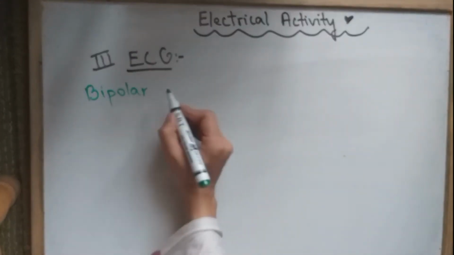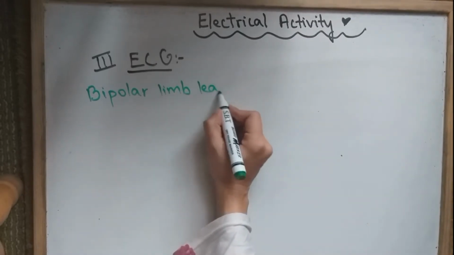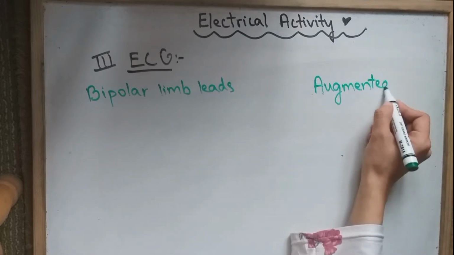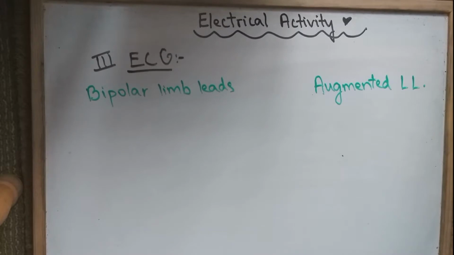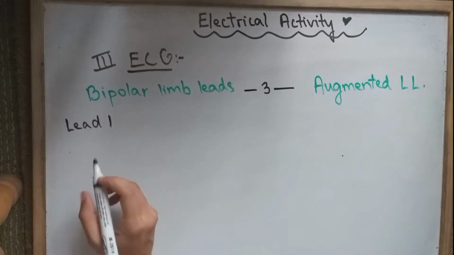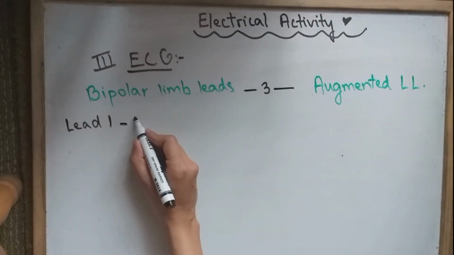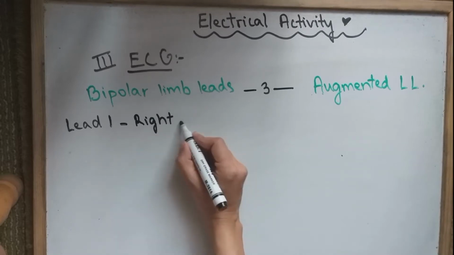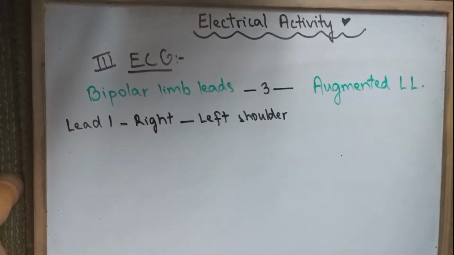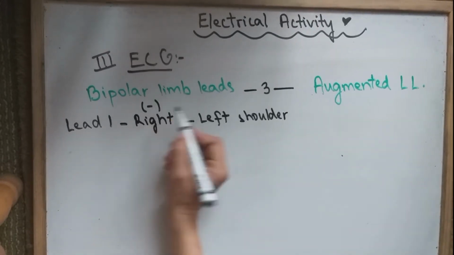Now we will move on to the third part of this video, which speaks about the leads used for ECG. So we've got two types of limb leads. We've got the bipolar ones and we've got the augmented ones. Both of them have 3 leads, and for bipolar we have lead 1, which goes from the left shoulder to the right shoulder, and the left one is positive and the right side is the negative terminal.